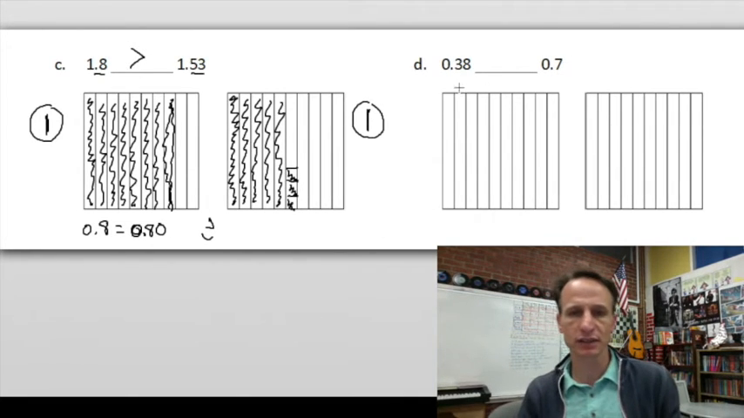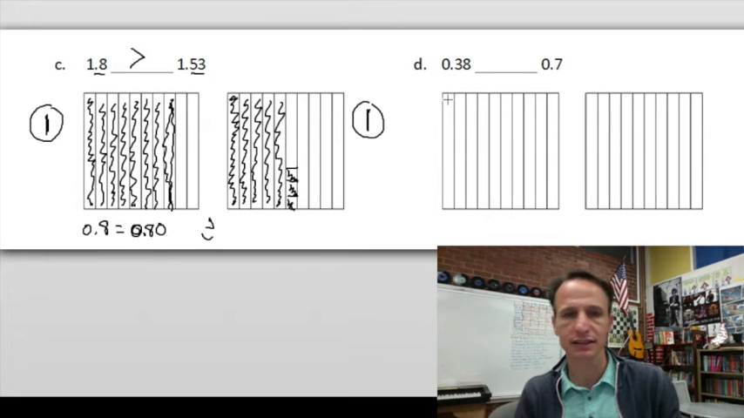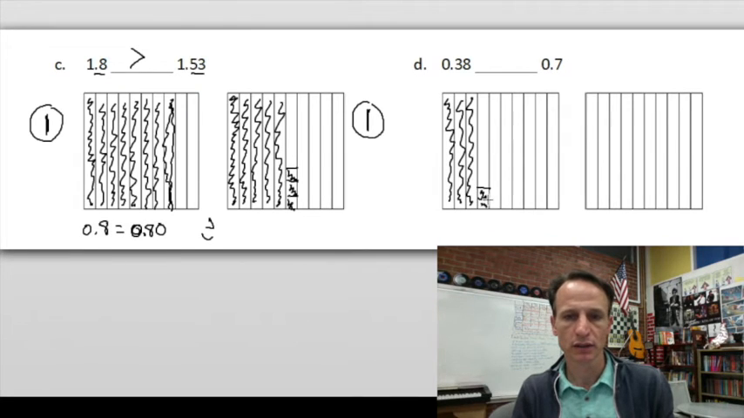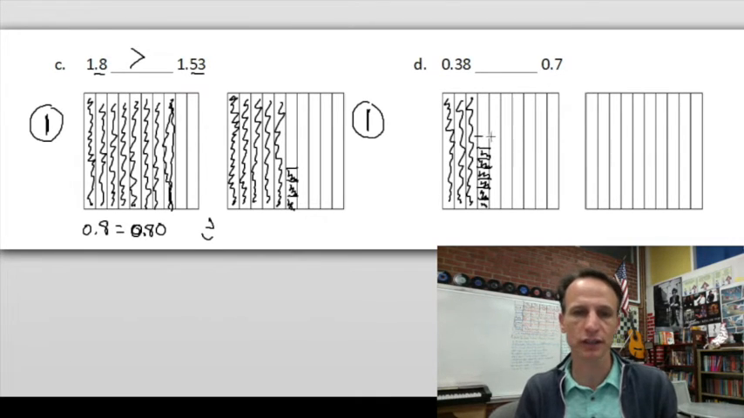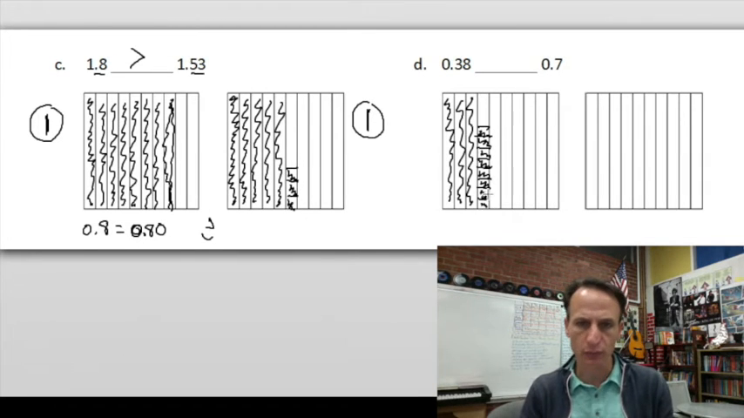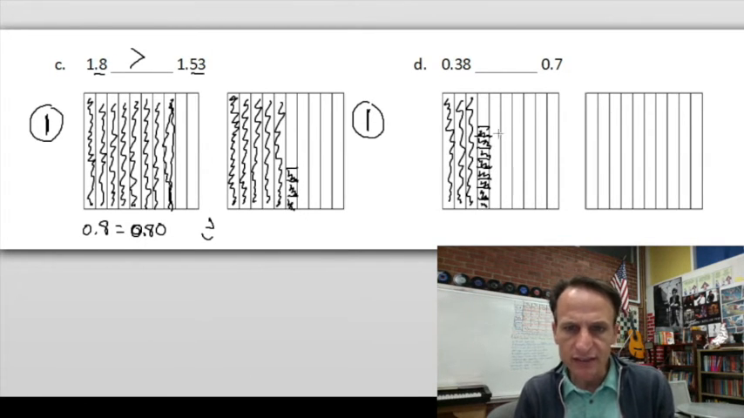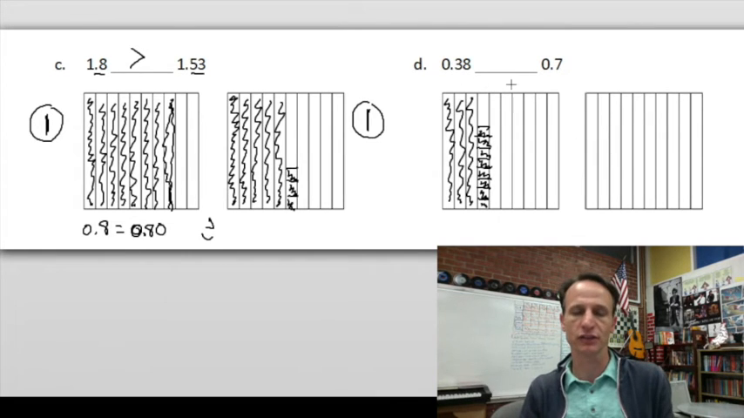All right, now let's look at this next one. We have 38 hundredths to start with. So 1, 2, 3 tenths, and then 8 hundredths. 1, 2, 3, 4, 5, 6, 7, 8. All right, so then there's 8. Okay, I did it right. All right, so 38 hundredths, there we go. And we're comparing that to 7 tenths.